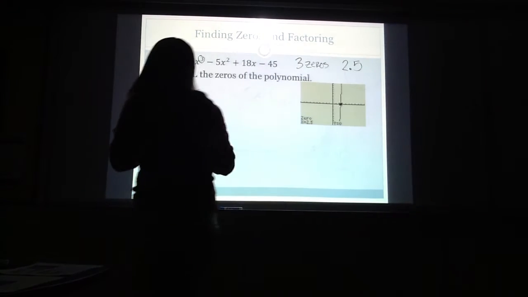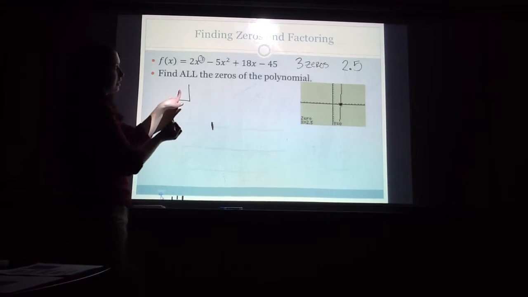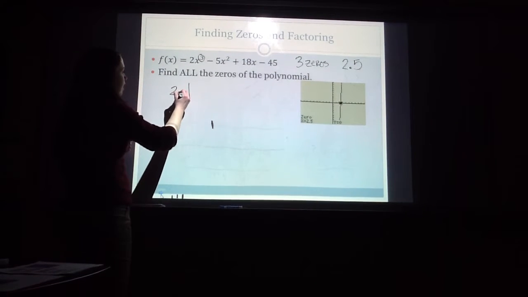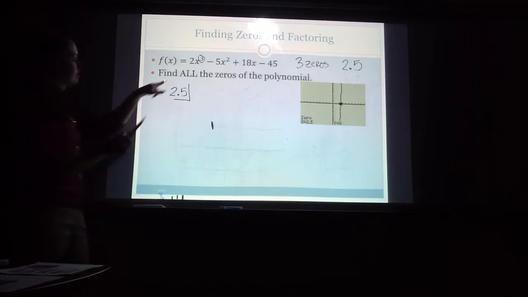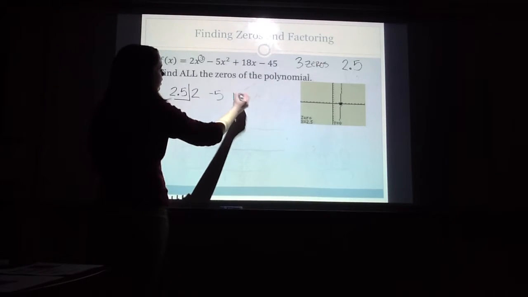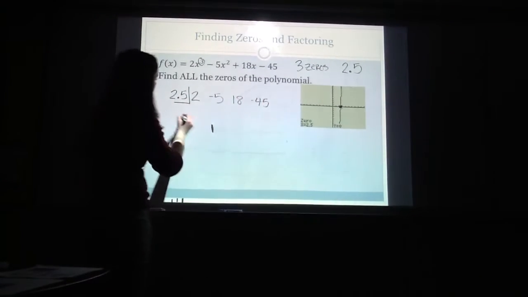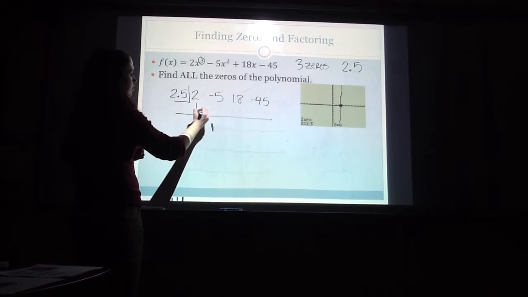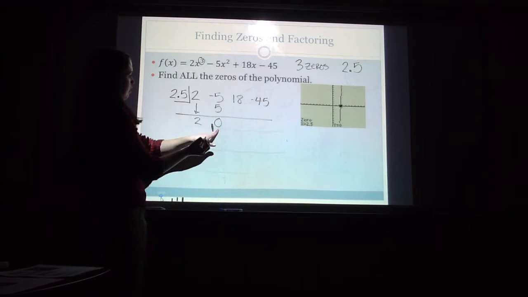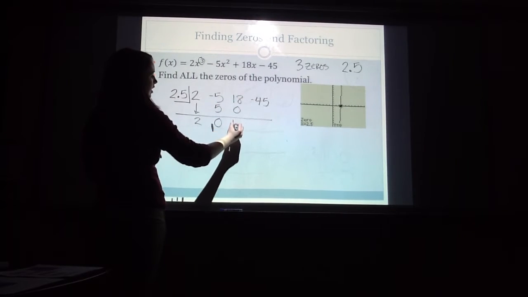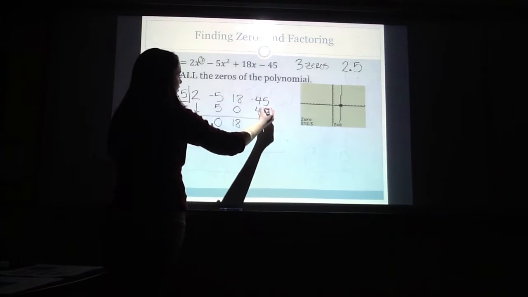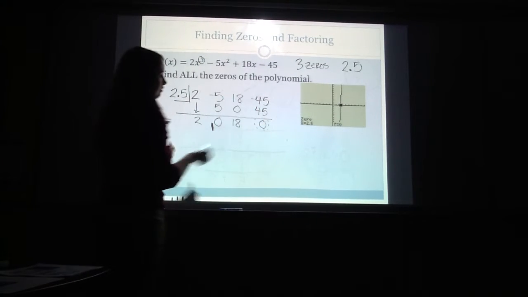So I'm going to take my polynomial and I'm going to start dividing. Inside my synthetic division, that's where I use my real 0. 2.5 is my starting point. I put 2.5 inside my box and I start dividing. My coefficients are 2, -5, 18, and -45. So I divide, I should get a remainder of 0. Drop down the 2. 2 times 2.5 is 5. Add down, I get 0. 0 times 2.5 is 0. Add down, I get 18. 18 times 2.5 is 45. Add down, I get my remainder of 0.